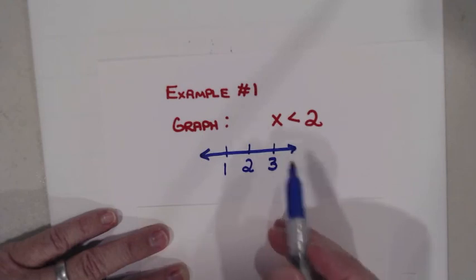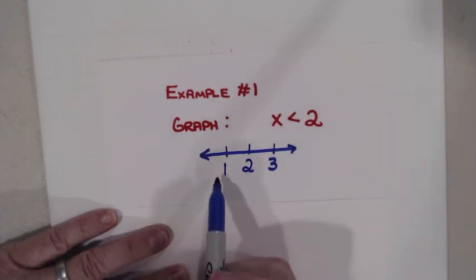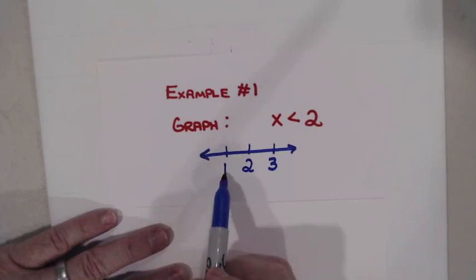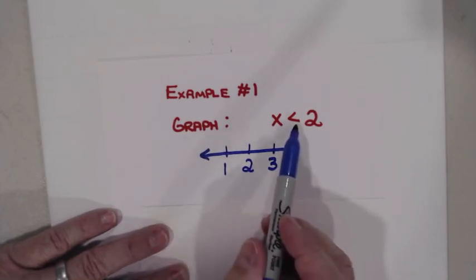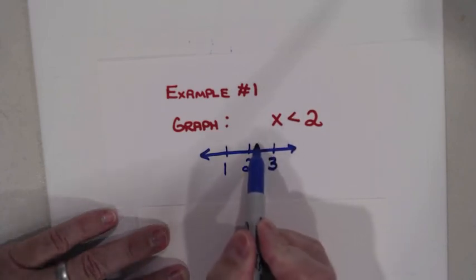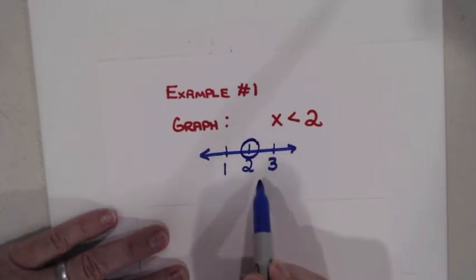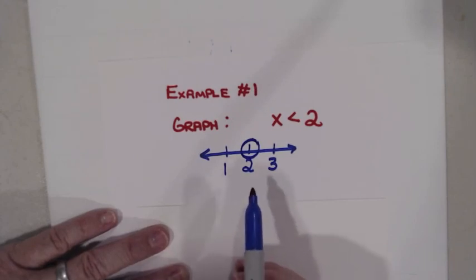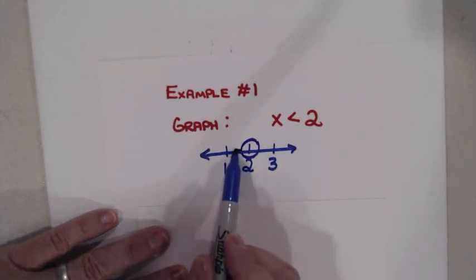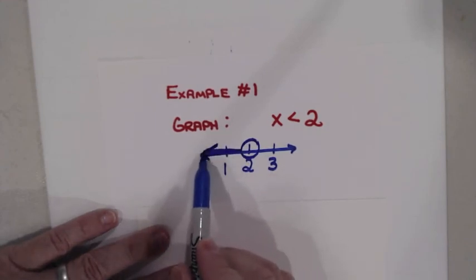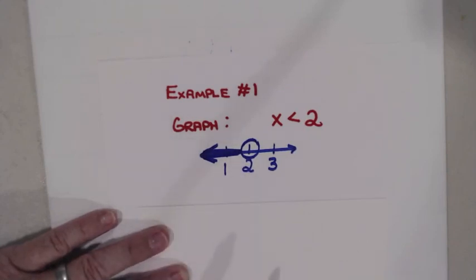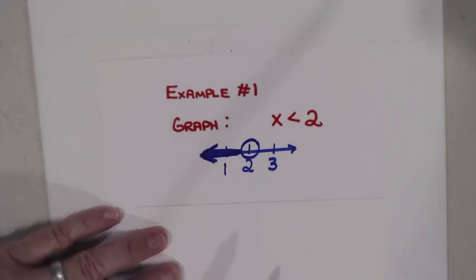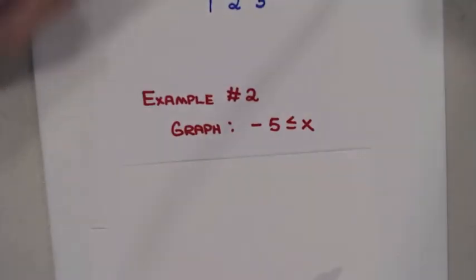Now that I got my number line ready, I'm going to start shading where my answers are. This arrow right here is telling me all numbers bigger than 3. This arrow over here is telling me all numbers less than 1. I'll look at this symbol right here. This is a less than symbol. That means I'm going to put an open circle. That means 2 is not one of my answers, but I need to shade or show everybody that all my answers are less than 2. So I'm going to be shading in this direction right here. That shows me that all my numbers less than 2 are answers. Next example.